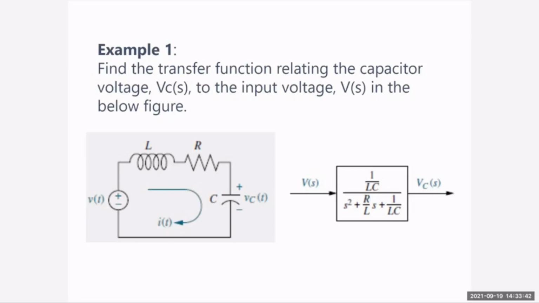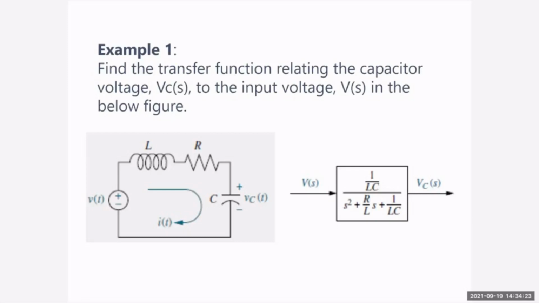So let us simplify the equation we obtained: LC multiplied by d squared Vc(t)/dt squared plus RC multiplied by dVc(t)/dt plus Vc(t) is equal to V(t). Taking the Laplace transform, this becomes (LC s squared plus RC s plus 1) Vc(s) equal to V(s).